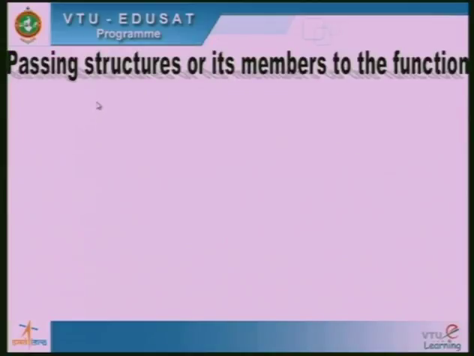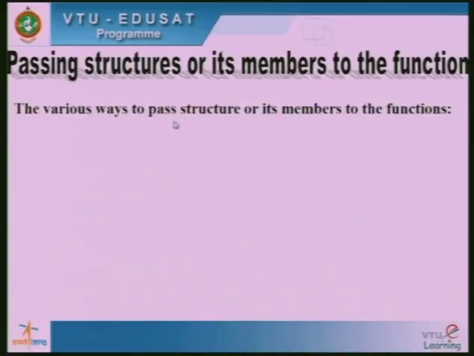Now the next topic is, let us see how to pass the structures or its member to the function. The various ways to pass the structure or its members to the functions are, first one is passing members of a structure. Maybe in the arrays chapter you have seen the different ways of passing parameters are, one is passed by value and another is passed by reference. So here passing members of a structure, it can be done either using pass by value or pass by address.